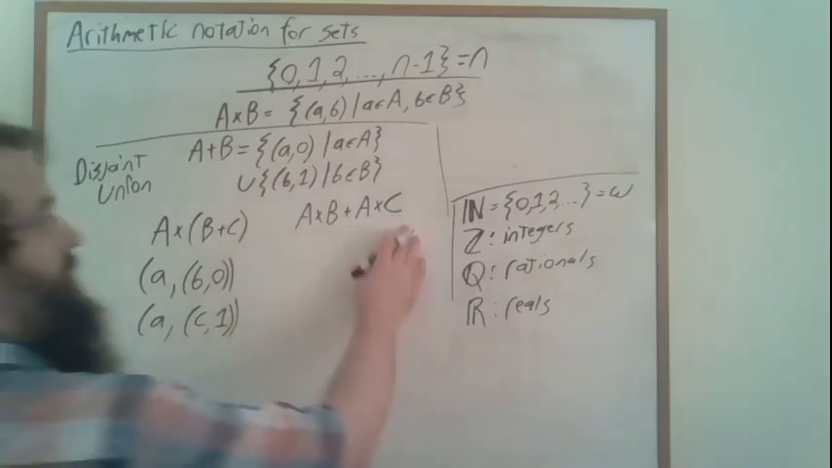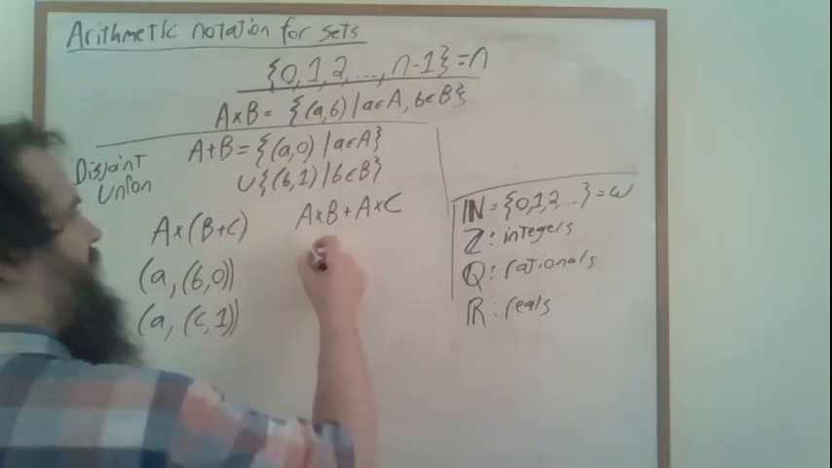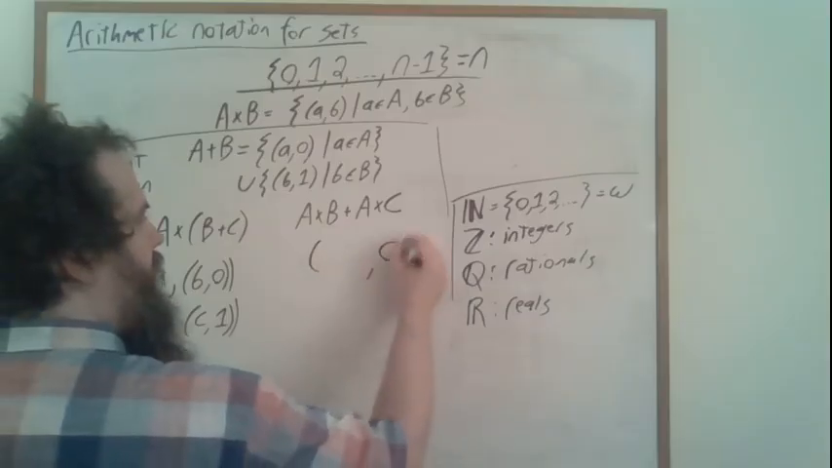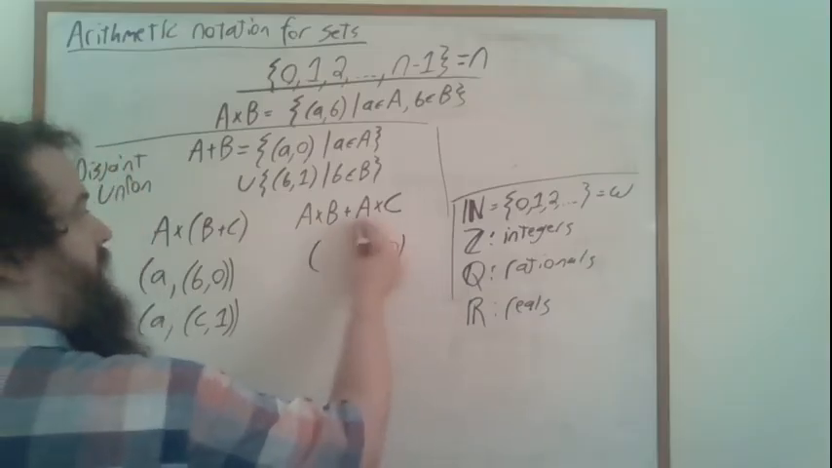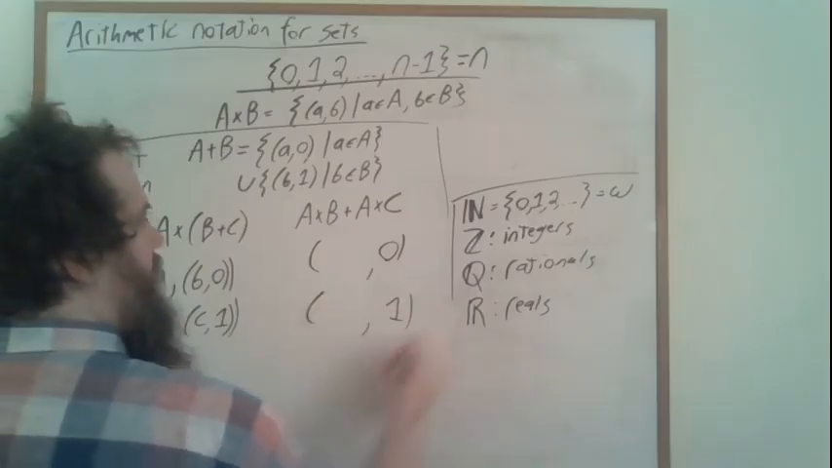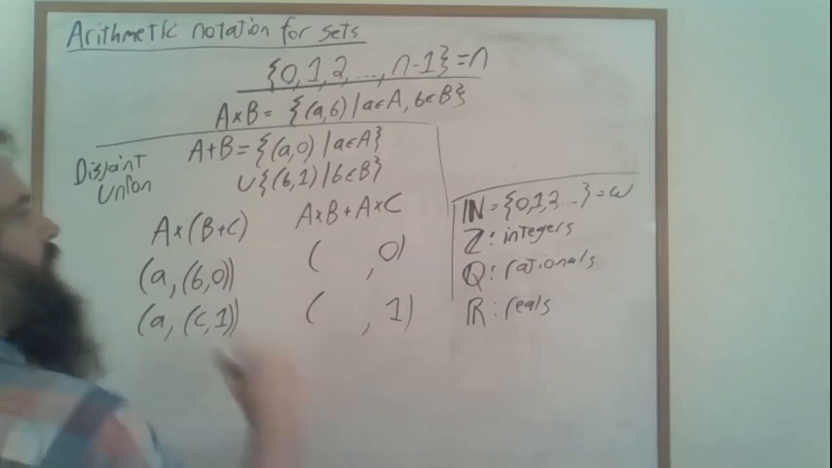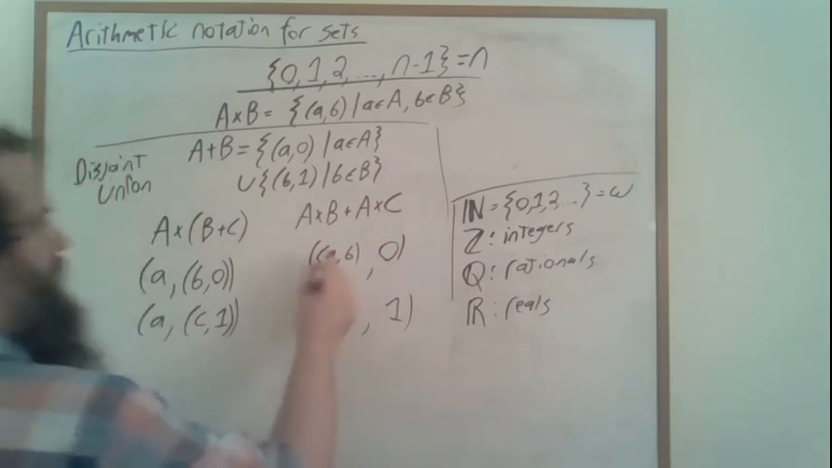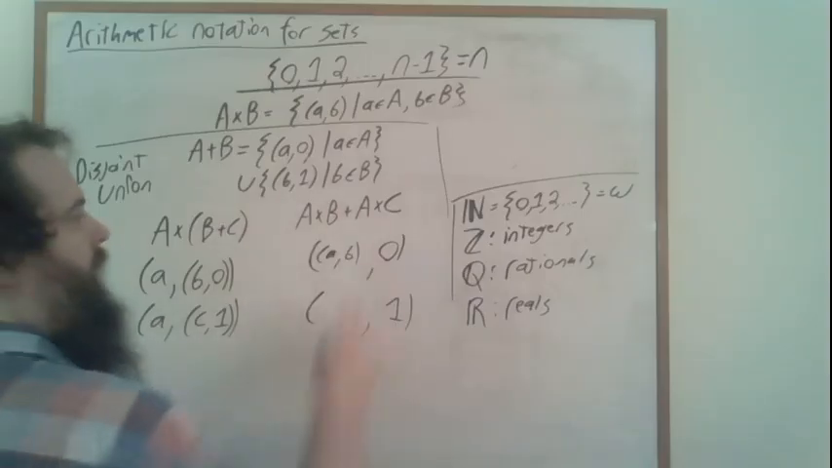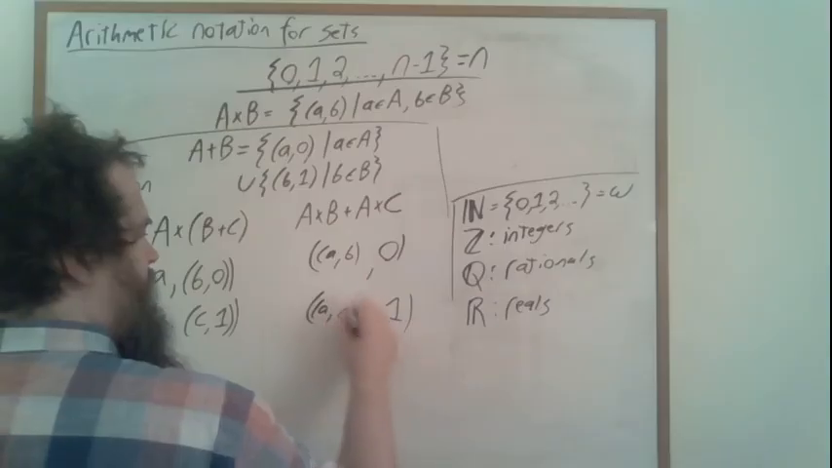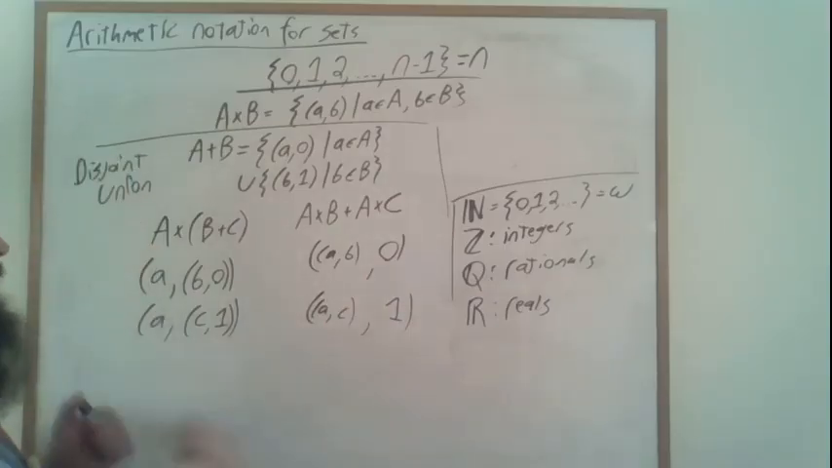And then in this set, well, it's going to be some element of A cross B, comma 0, or some element of A cross C, comma 1. Well, the elements of A cross B are just pairs (a, b), where a is in A, b is in B, and the elements of A cross C are just pairs (a, c). And so again, we get this very natural correspondence.